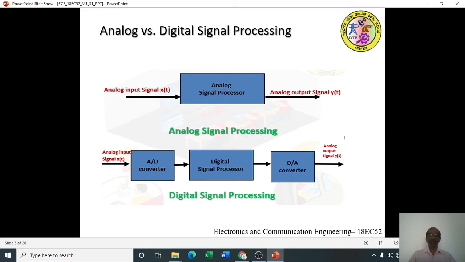Coming to digital signal processing, you have an analog input, whereas you convert that into digital using A to D converters. Now the output of that is a digital signal, which will be given to digital signal processors, means processing is done in digital domain. The output of this processor will be digital, which will be converted back to analog using D to A converters, giving an output as analog. Here also input is analog and output is analog, but processing is done in digital domain. Therefore, we call such systems digital signal processors.